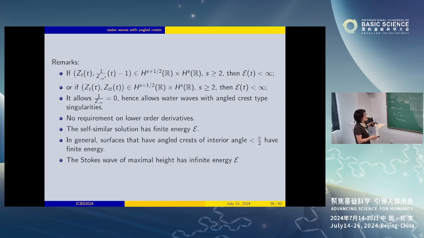And then one remark: the self-similar solution we calculated has finite energy because the interior angle is less than pi over 2. So this angle is less than pi over 2 for the energy to be finite in the self-similar solution. Therefore, it has finite energy. And in general, surfaces that have an interior angle crest no more than pi over 2 have finite energy. But the Stokes wave of maximum height has an angle of more than pi over 2, right? So what's that angle? 60 degrees? No, what? 2 over 3 pi, okay. So that has infinite energy.